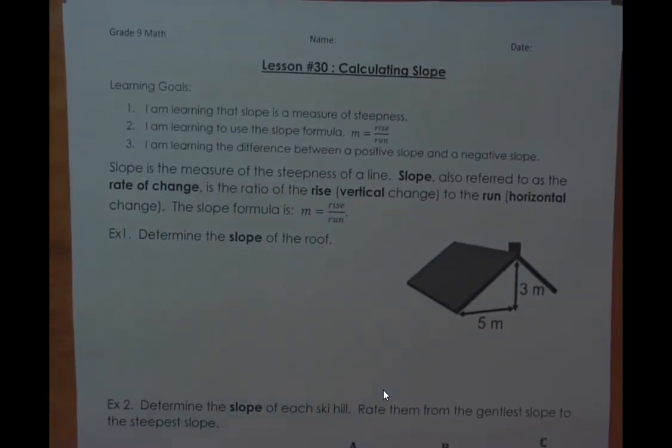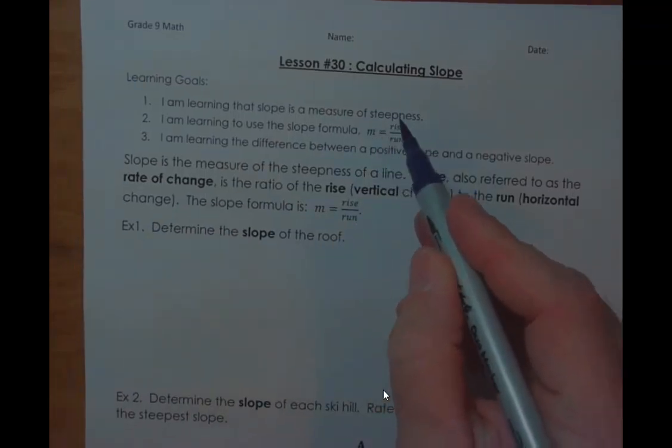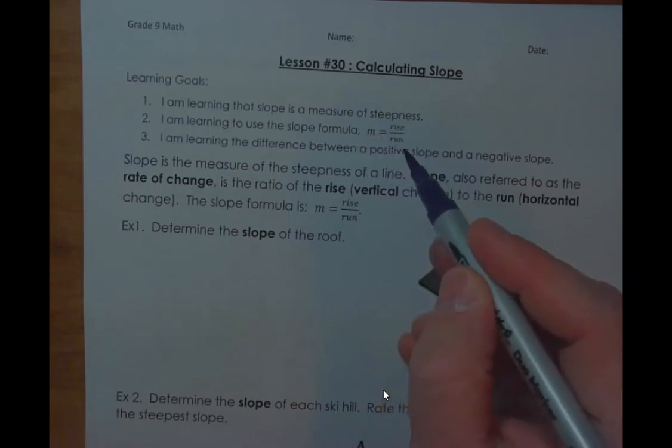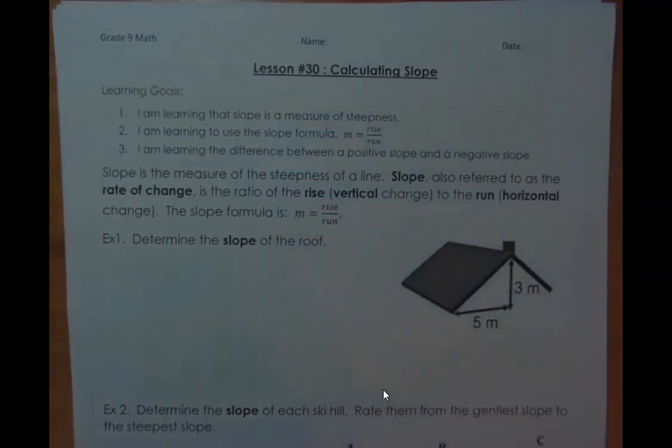So today we're going to talk about calculating slope and learning that the slope is a measure of steepness, and it has no units at the end. It just compares how far it runs up versus how far it runs horizontally. We're going to take a look at using this formula, and we're going to adapt it to different situations, but that's kind of the main formula. The M stands for slope.